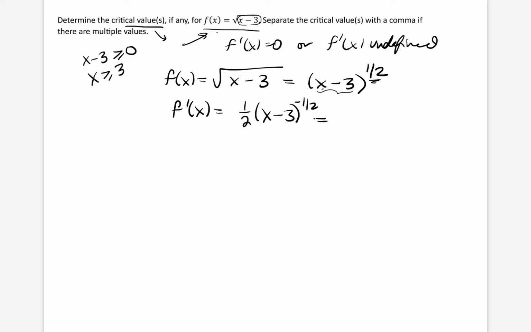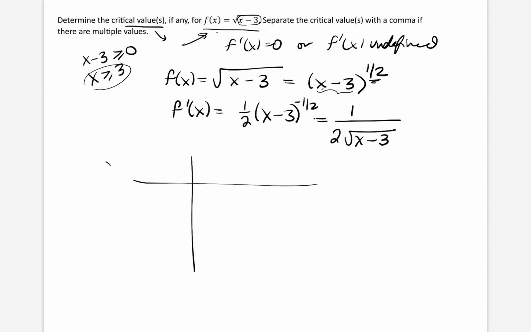So we have 1/2 times x minus 3 to the negative 1/2 power, or we can think of that as 1 over 2 times the square root of x minus 3. Now let's look at values of x that are greater than or equal to 3 and that make this first derivative either equal to 0 or that make it undefined. So are there any values of x that make our first derivative equal to 0? Well, no, right? So there are none of those.